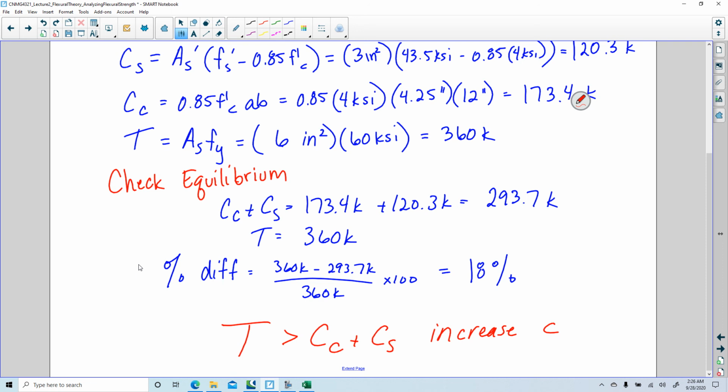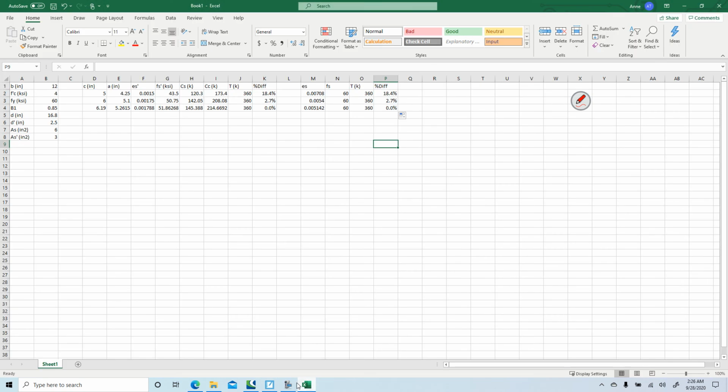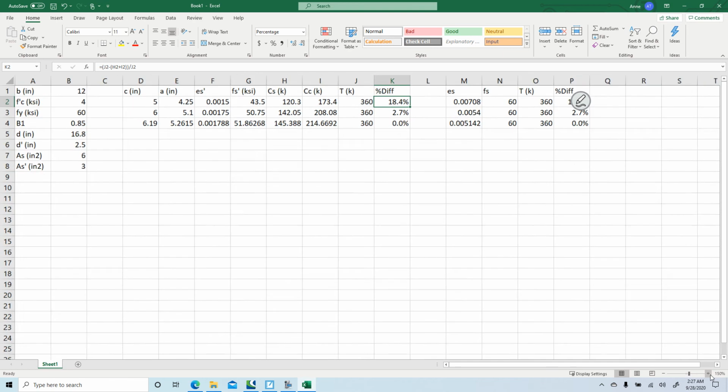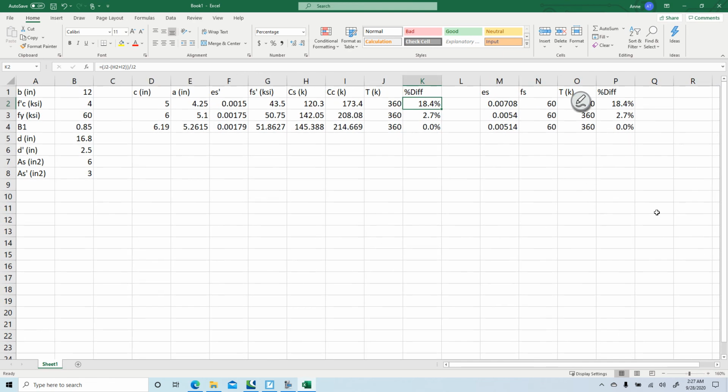Now, you could do it all by hand if you'd really like. You could make a little Excel spreadsheet. You guys can screenshot this, but I'm not going to send it to you. You can see I started with a C of 5 inches and I got a difference of about 18.4. So I'm going to increase my C because my T is too big.